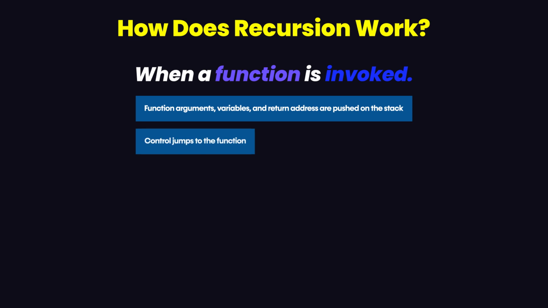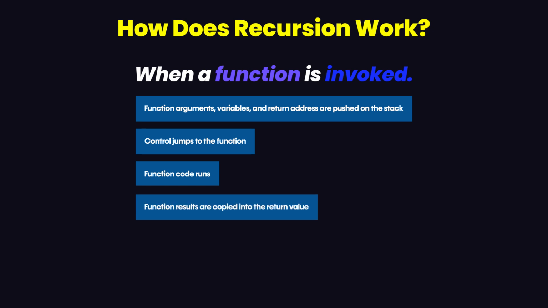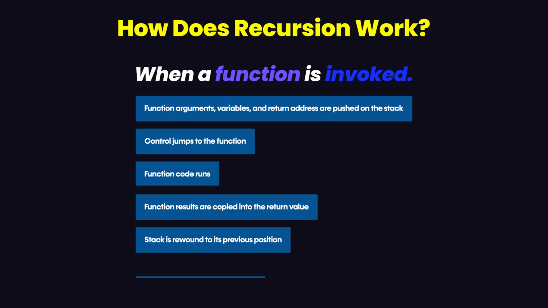After that, the control jumps to the function once more. The function code runs again, function results are copied into the return value, and the stack is rewound to its previous memory location, which means that memory is reclaimed, not freed, and control jumps back to the caller, which is the previous call of the function. So all in all, this takes up a lot of memory space. Oftentimes, all of these steps consume more resources than looping. Therefore, recursive methods are less performant.